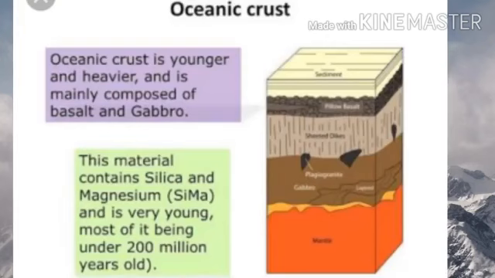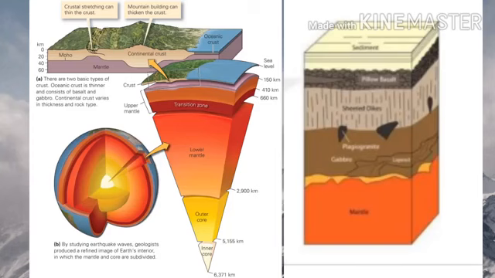Continental crust is further divided into two layers. The lower dense layer is made up of sima, meaning silica and magnesium, and the upper less dense layer is made up of silica and aluminium. The upper layer consists of granitic rocks while the lower layer consists of basic rocks. The oceanic crust has only one layer of sima. It is made of basalt, which is known as igneous rock.